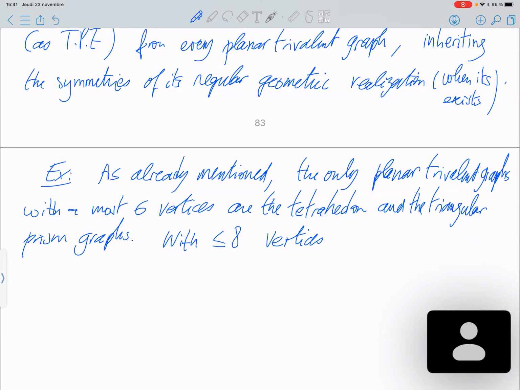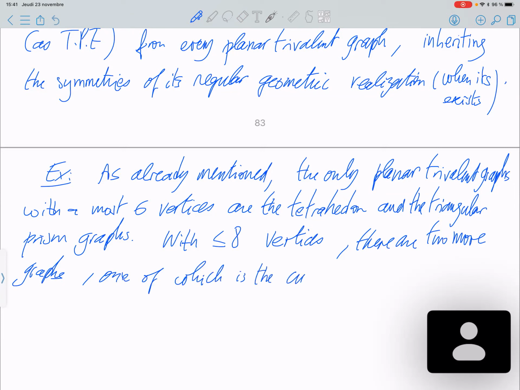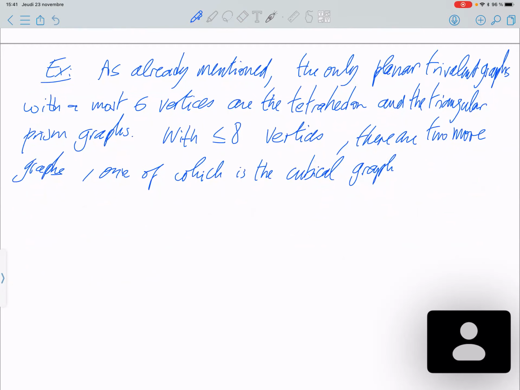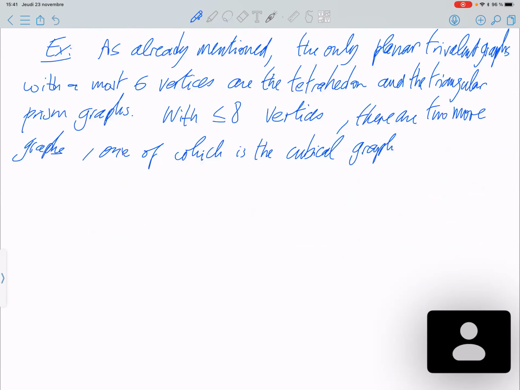So wait. Then there are two more graphs, one of which is a cubical graph. So the graph of the cube, like that, as you can expect. So it has a planar representation, but its regular representation is in 3 dimensions, the cube.